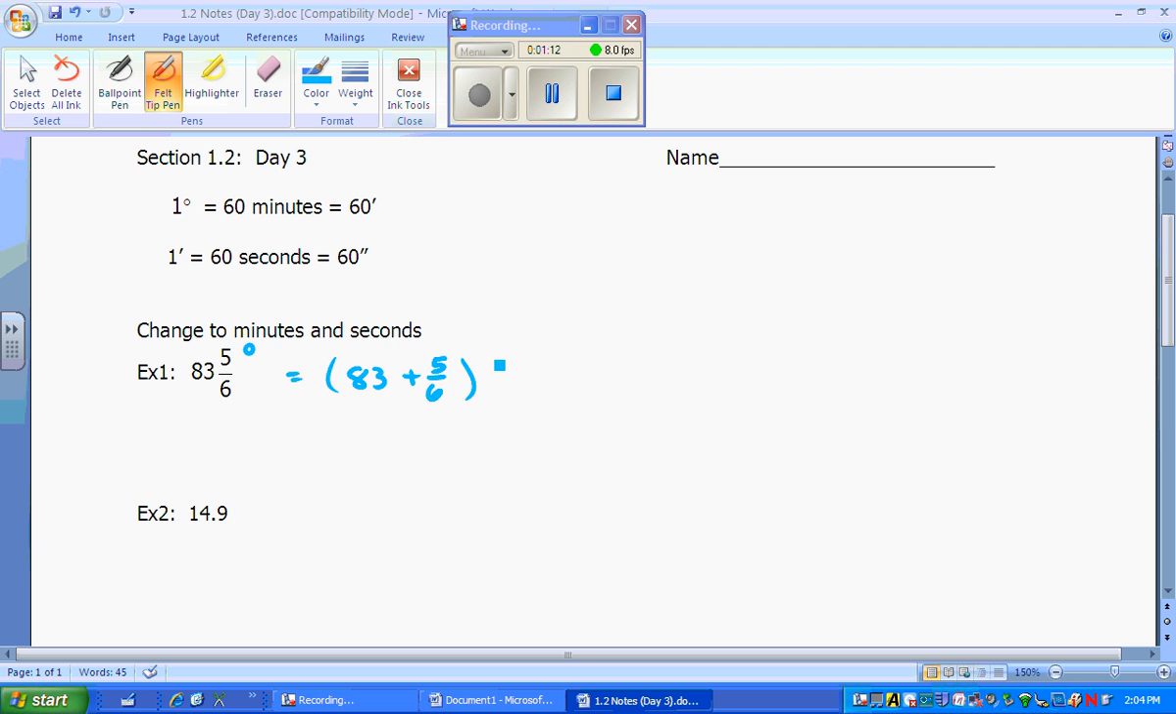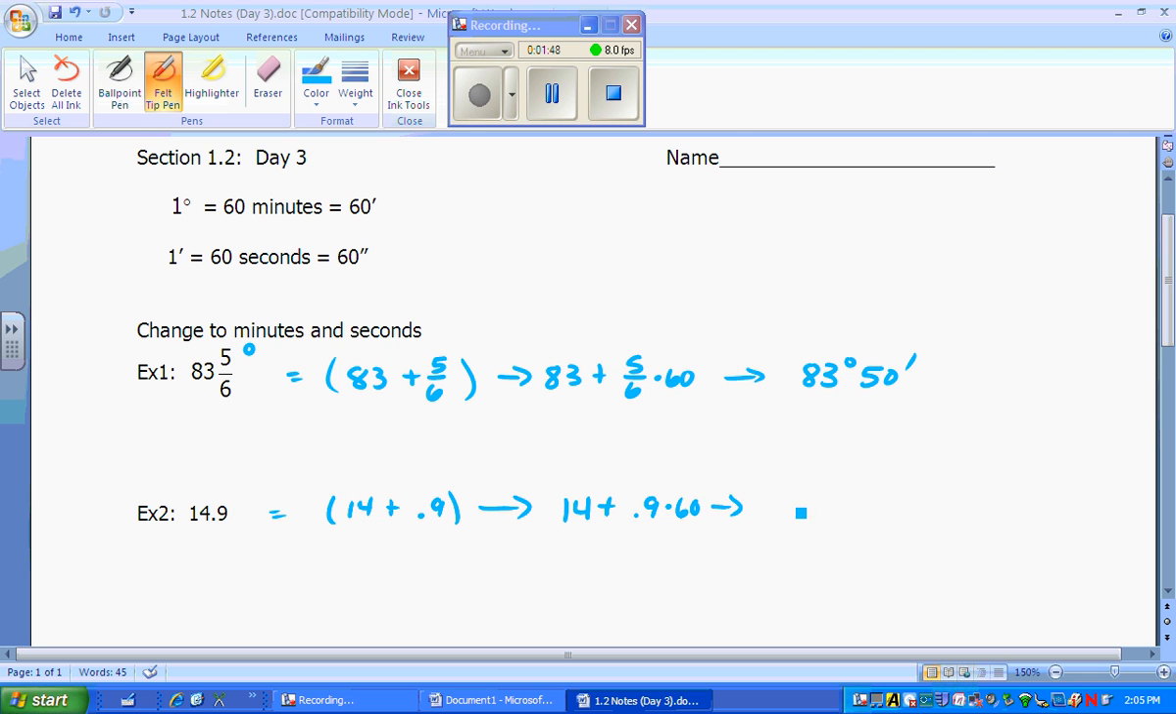So we're going to take the 5/6, multiply it by 60, and we get our final answer of 83 degrees, 50 minutes. Example 2, 14.9. So we want to convert this. Well, you can either convert this to 0.9, or you can leave it and break it up as 14 plus 0.9. That means this is 14 plus 0.9 times 60, which gives you an answer of 14 degrees, 54 minutes.